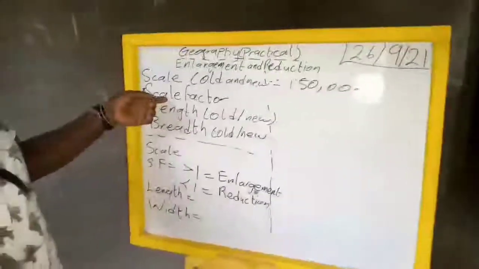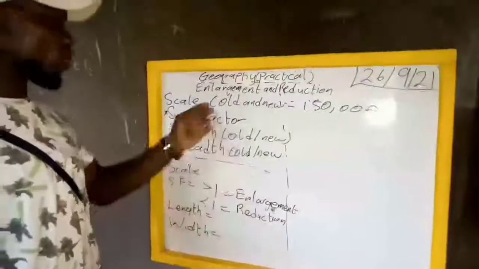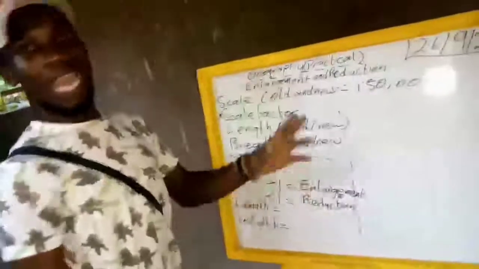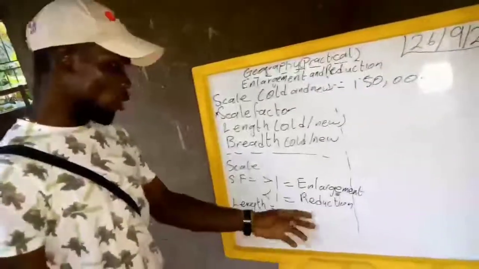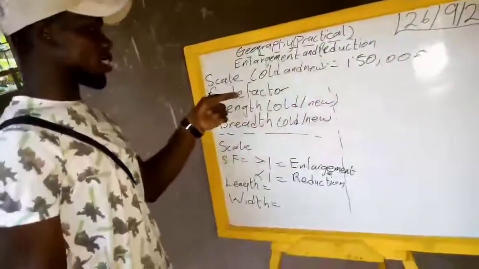And then the scale factor is what you are going to enlarge or reduce the map by. So if it's a scale factor of 2, that means you're going to enlarge the map to 2 times its size. That means you're going to multiply everything by 2. If it's reduction by half, that means it's what? Over 2. 1/2. So you're going to multiply everything by 1/2. That is the scale factor.